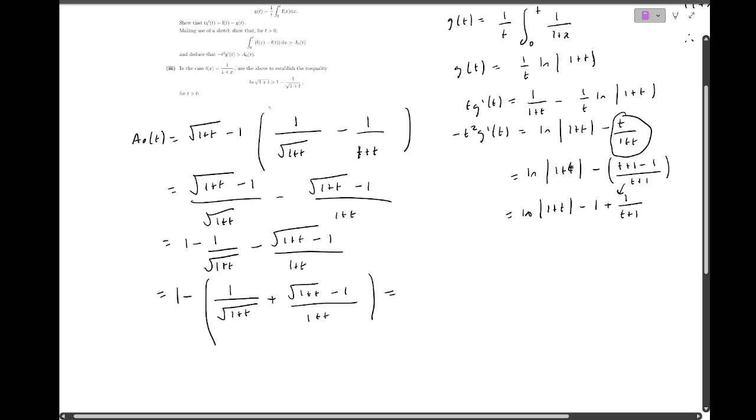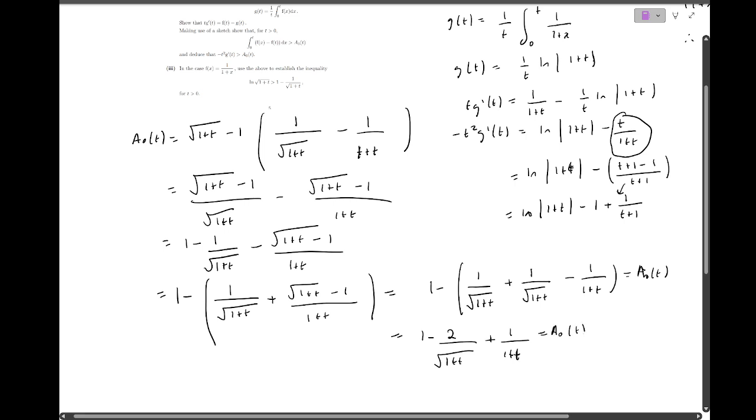into 1 minus 1 over root 1 plus t plus 1 over this 1 plus t minus 1 over 1 plus t. Okay, that's equal to a0 of t. Now what you're going to get is this, so 1 minus 2 over the root of 1 plus t plus 1 over 1 plus t is equal to a0 of t.